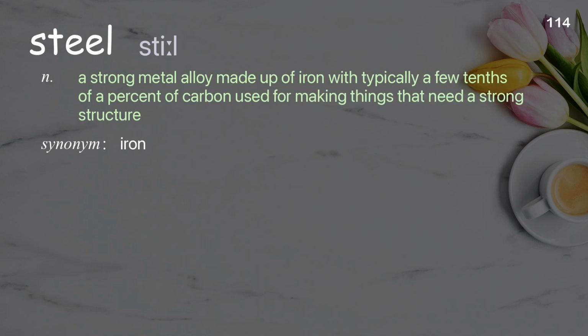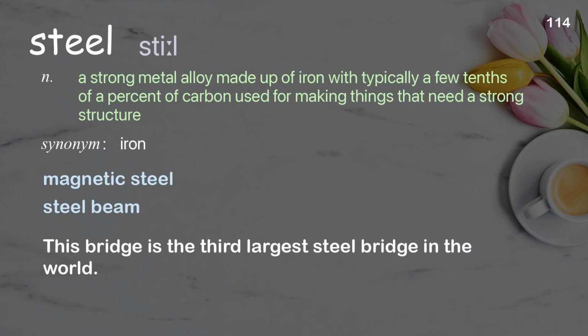Steel. A strong metal alloy made up of iron with typically a few tenths of a percent of carbon, used for making things that need a strong structure. Examples: magnetic steel, steel beam. This bridge is the third largest steel bridge in the world.